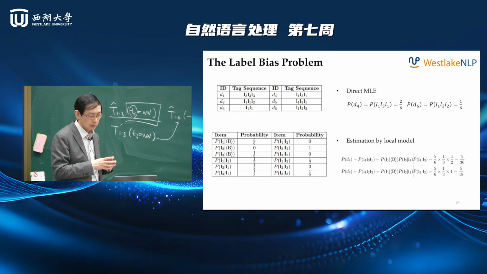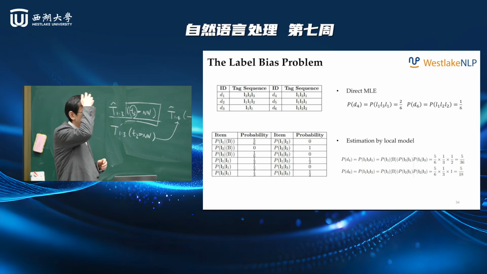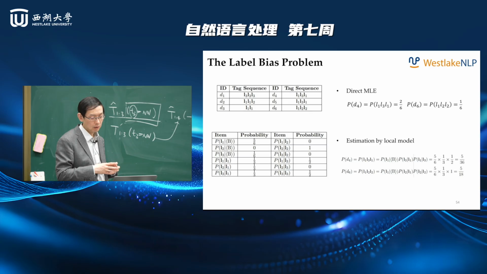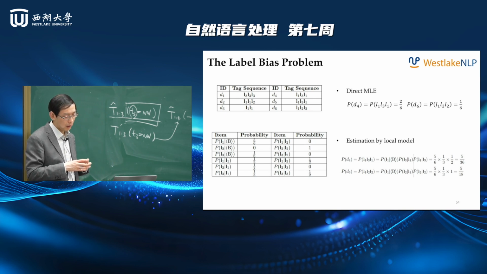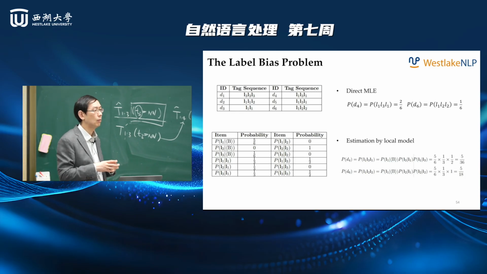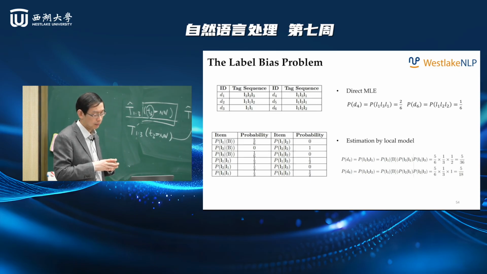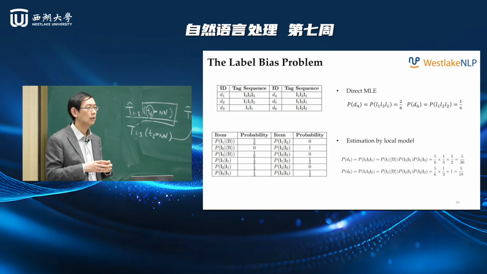Now let's compare D4 and D6 again. D4 is L1, L3, L1, right? So to calculate its probability is L1 given B times L3 given L1 times L1 given L3, right? Let's just take the 3 cells from the table, and we get 5 over 36 is the probability. How do we calculate the probability of D6? We do the same, right? We multiply all the bigram scores together, and we got 5 out of 18.